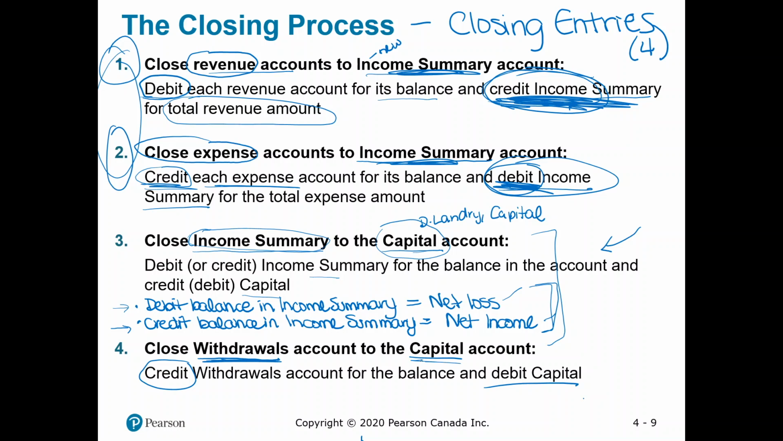So that is just what we're doing. We calculated the ending capital balance on the statement of owner's equity. Now we are actually closing the accounts and making that balance in the capital T account equal what we calculated on the statement.